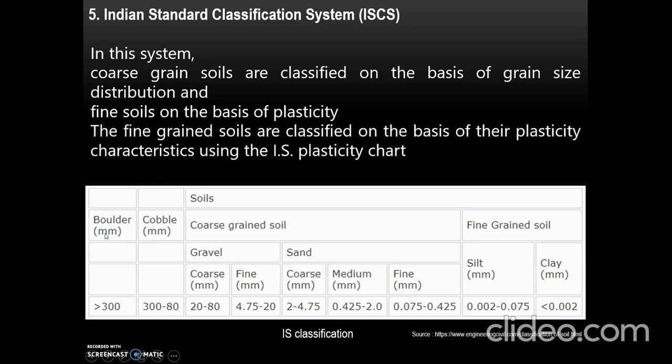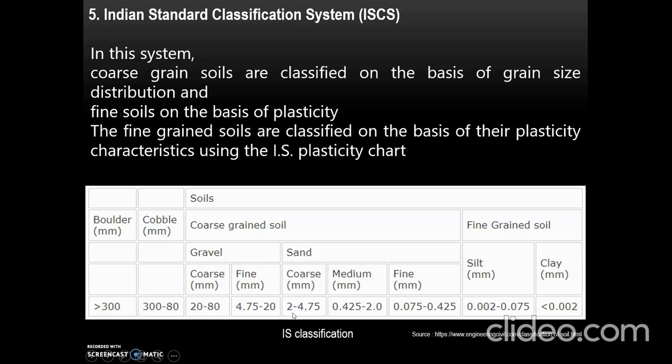Here we can see various soils based on their particle sizes. If particle size is greater than 300 mm, then it is referred to as boulder. If it is from 300 to 80 mm, then it is referred to as cobble. Coarse grain soils can be either gravel or sand. If particle size is in the range of 20 to 80 mm, then it is coarse grained gravel. If it is from 4.75 to 20 mm, then it is fine grained gravel.